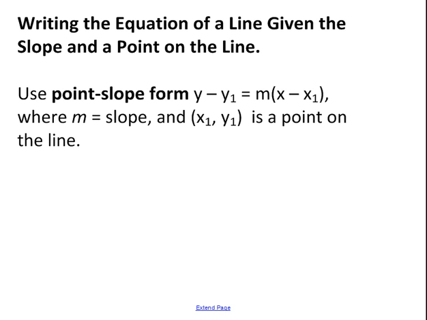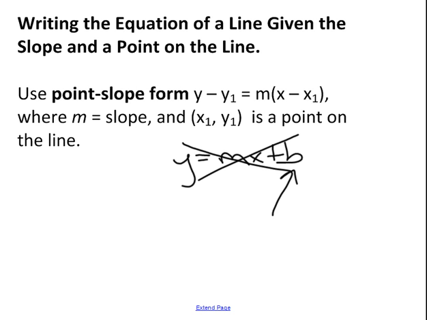If you're given a slope and a point on the line, and I say write the equation, you're not going to use y equals mx plus b. Not going to use it because we don't know what b is. If you don't know b, you cannot use y equals mx plus b. So we have to use something else, a different formula. Well, it turns out this is the formula you use to write an equation if you do not know b. If you don't know b, you have to use this form, not y equals mx plus b.